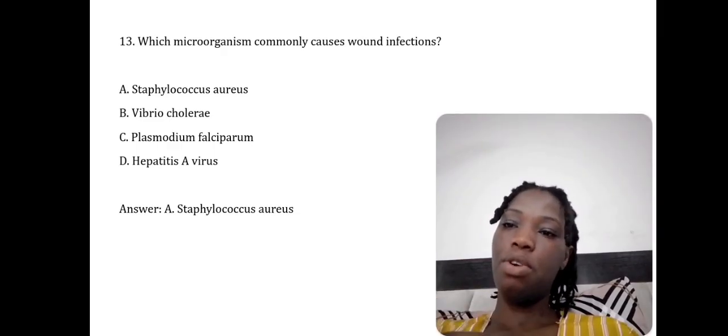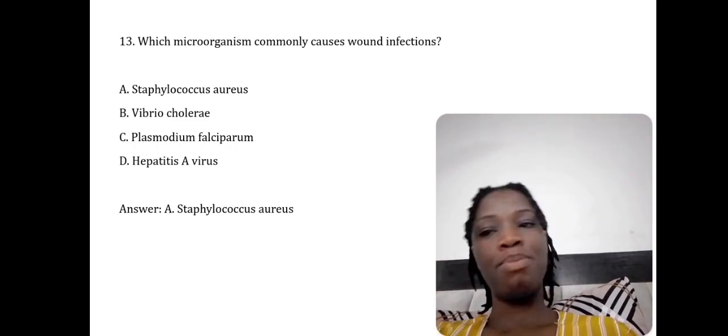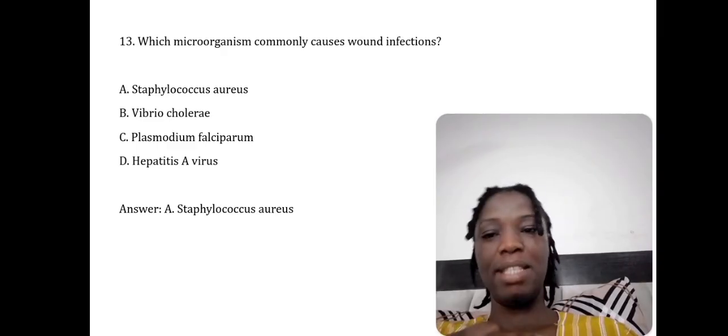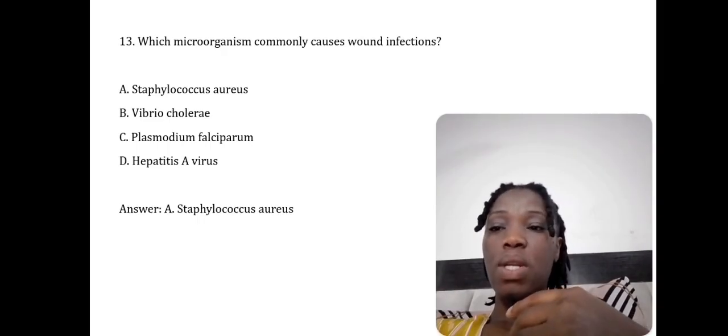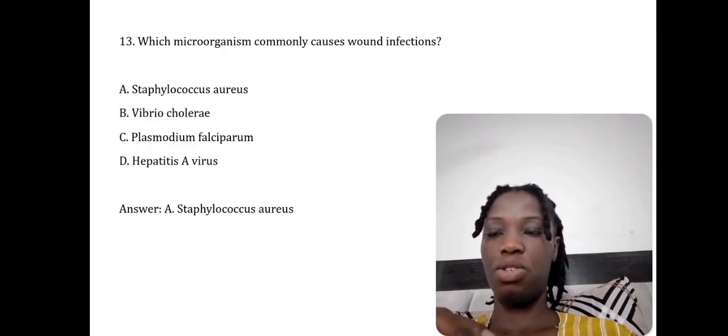Vibrio cholerae. You already see the name there, cholera. Plasmodium falciparum, Plasmodium, malaria. Hepatitis A virus, hepatitis A. Hepatitis B virus is B, C is C, D is D. So, which one causes wound infection? A causes wound infection.